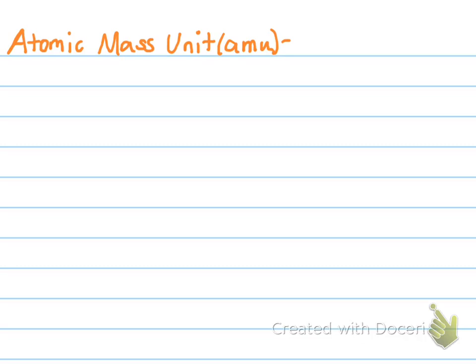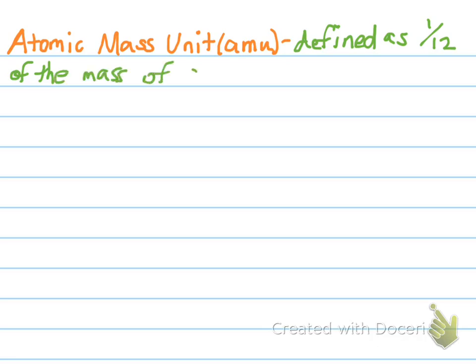So, what is an atomic mass unit? An atomic mass unit is defined as 1/12 of the mass of a carbon 12 atom.